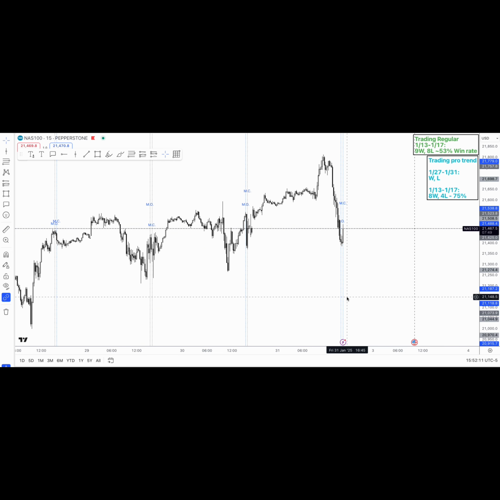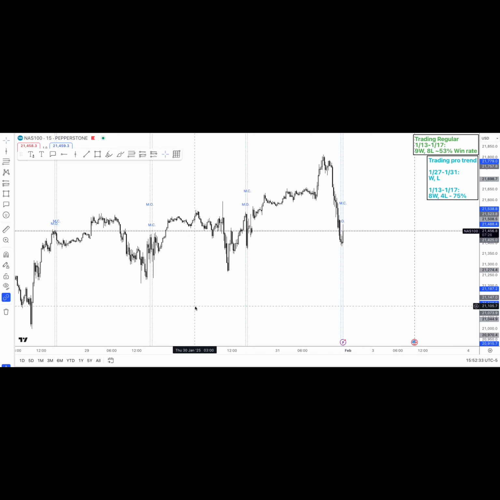I was sick most of this week, so I didn't trade too much, and I was also trying out a new way of trading, or refining my trading, trading with pro trend only. So I just want to go back and backtest this week and see what the results could have been. I did miss a few trades, but we're going to recap and see what happened. So let's jump right into it.